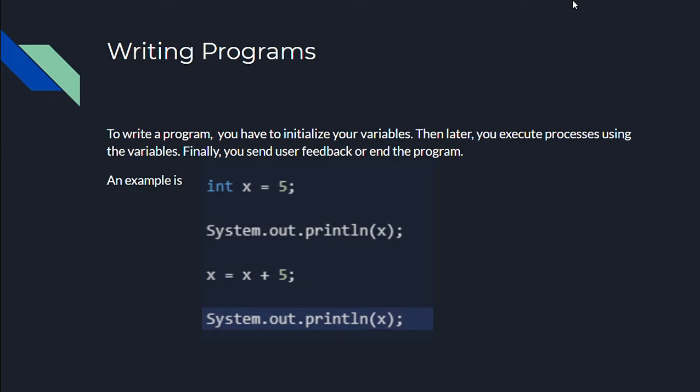Writing a program. To write a program, you have to initialize your variables. Then later you execute processes using the variables. Finally, you send user feedback or end the program. That's how a general programming structure would go.